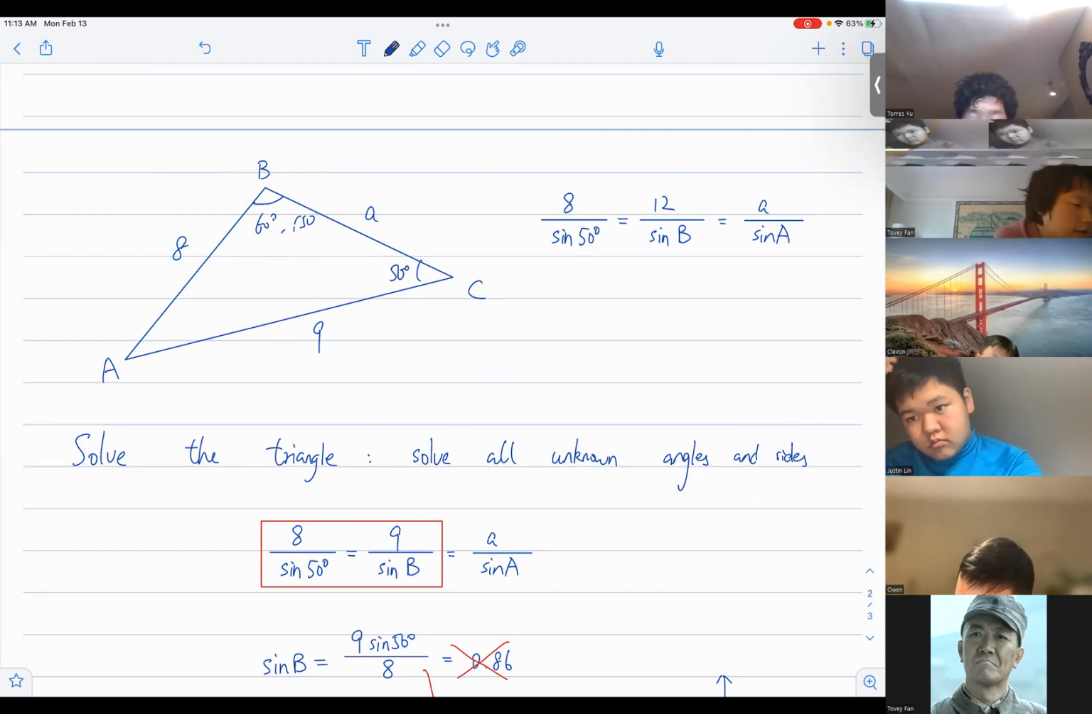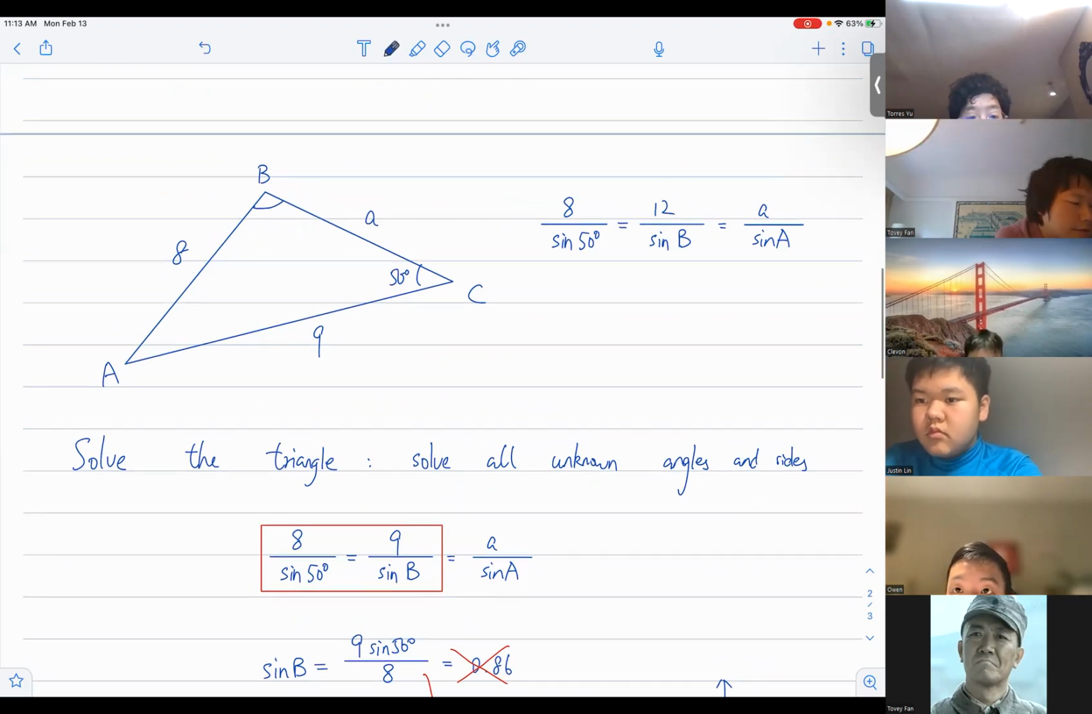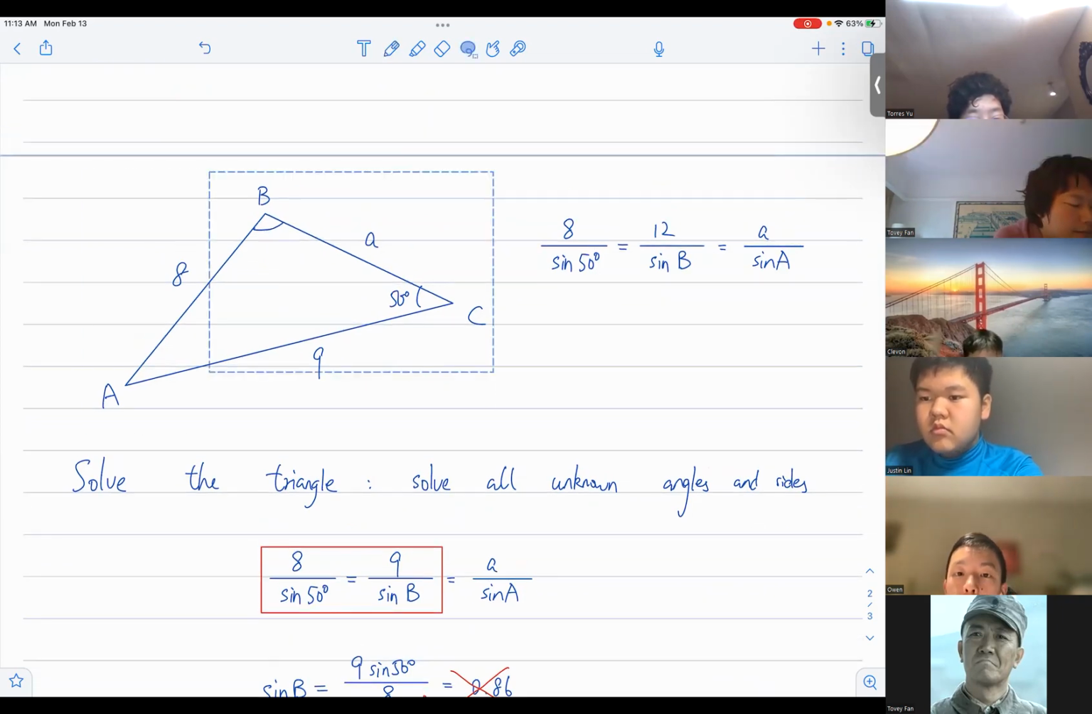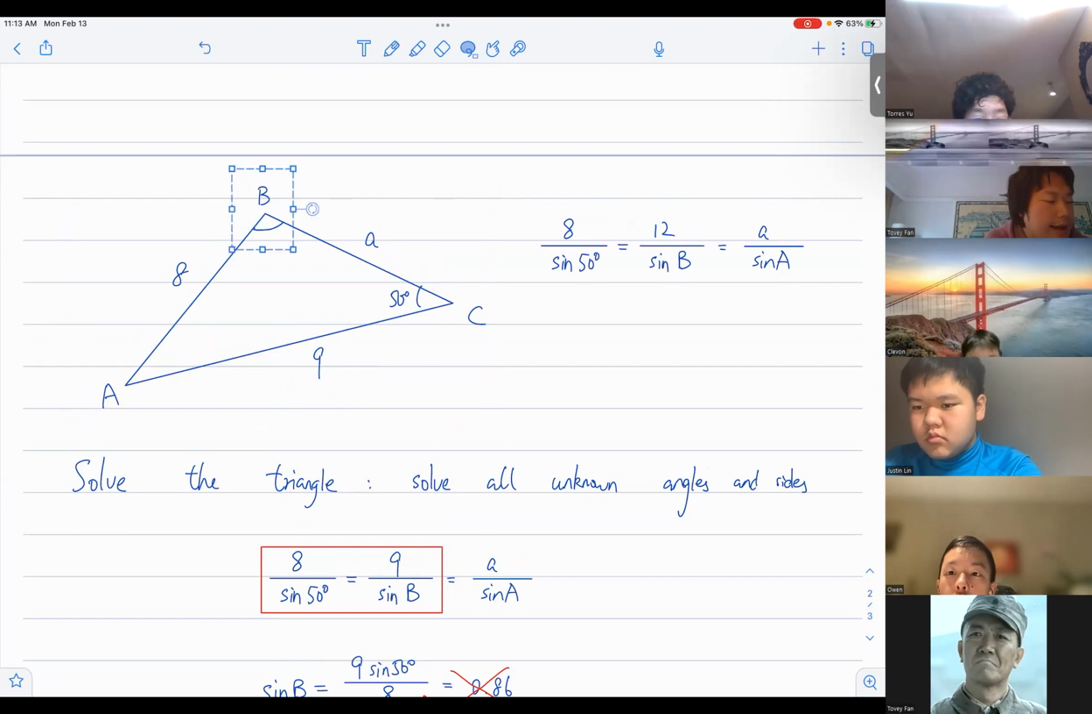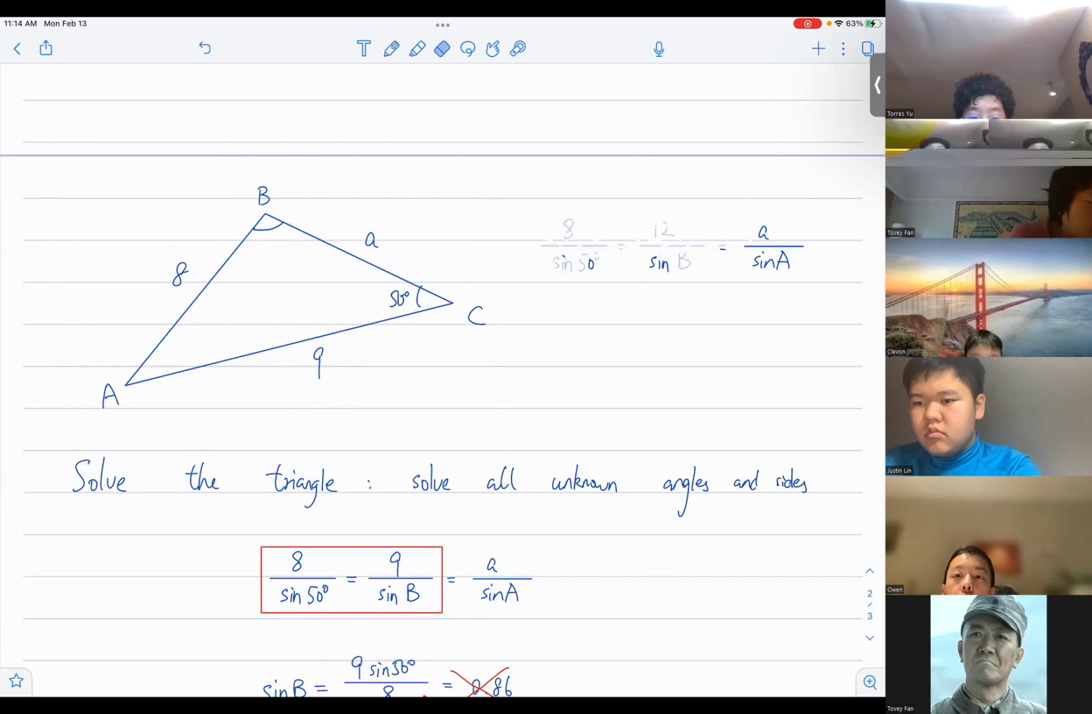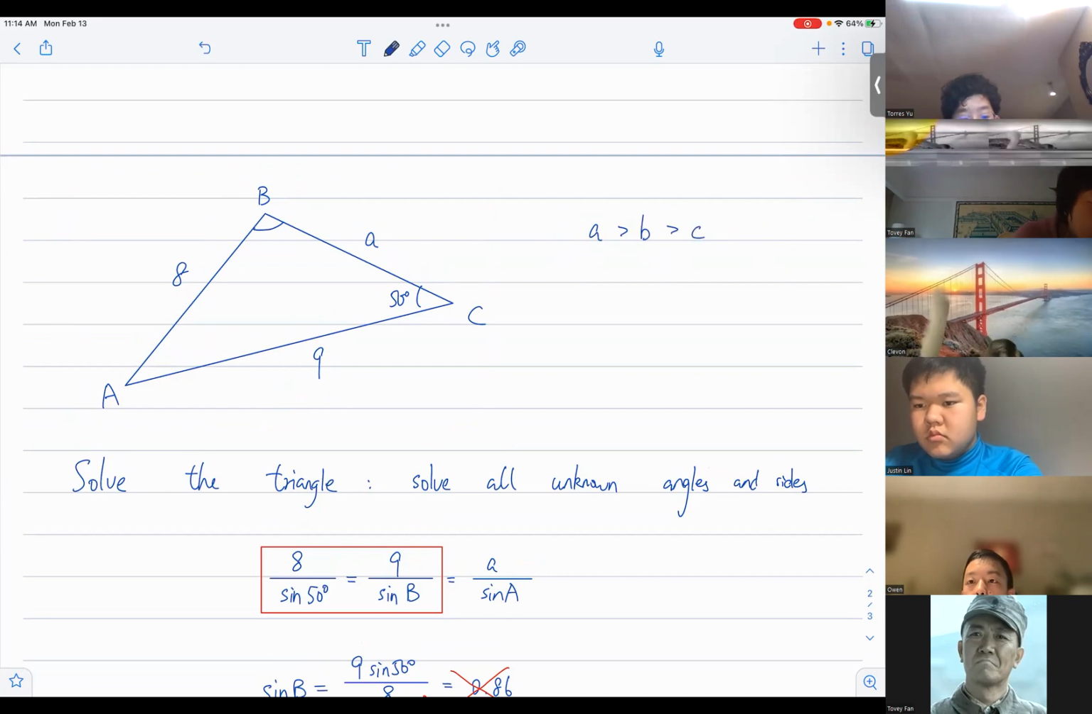Okay, so how do we determine which one is true? Now, a general way to do this is that there's another fact for triangles: if you have a longer side, then the angle opposite to it will be bigger. So I'm gonna work this out. For any triangle, we have the following fact. If you have side A greater than side B and greater than side C, then angle A must be greater than angle B, which is greater than angle C.